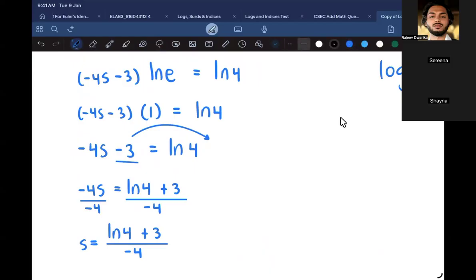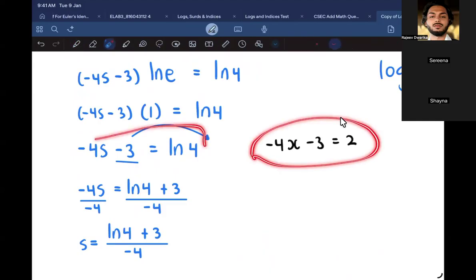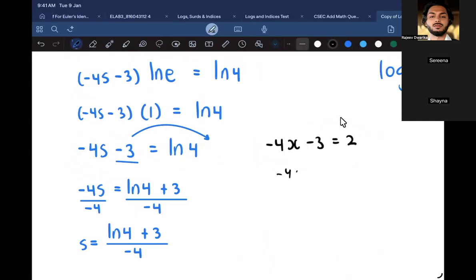Like, if you had to do a question like -4x minus 3 is equal to 2, that's really easy. You could recognize that this and this is essentially the same thing. If you wanted to solve this, you move across the -3, so that'll be 2 plus 3. So -4x is equal to 5. Then you divide both sides by -4, and you get your answer.